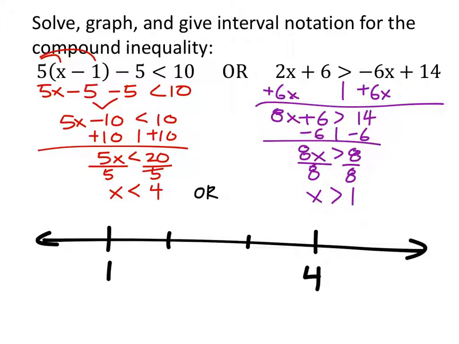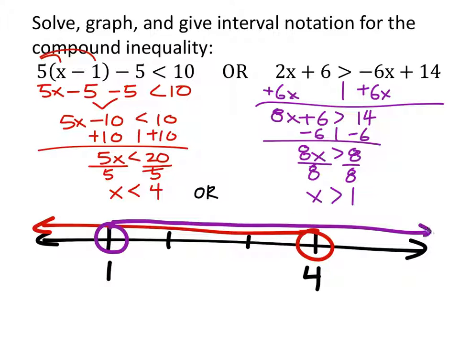So we're comparing the values of 4 and 1, and we'll start with 4. At 4 I've got an open circle, and this one is not eating the x, so it's going to the left. Or x is greater than 1, so at 1 I've got an open circle. This one is eating the x, so it will go to the right.